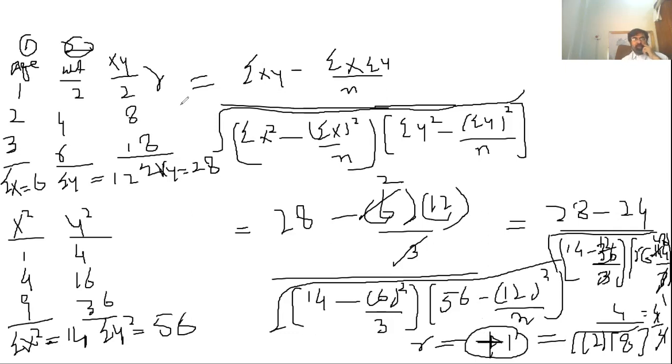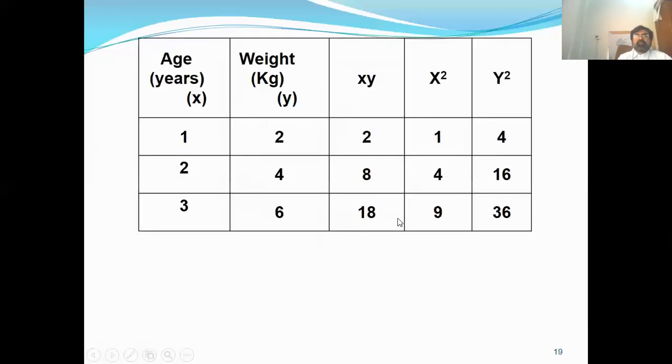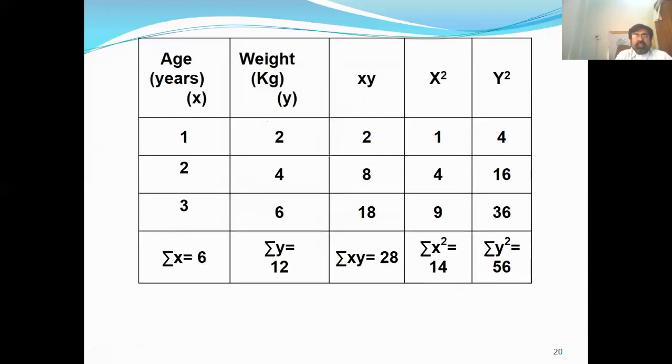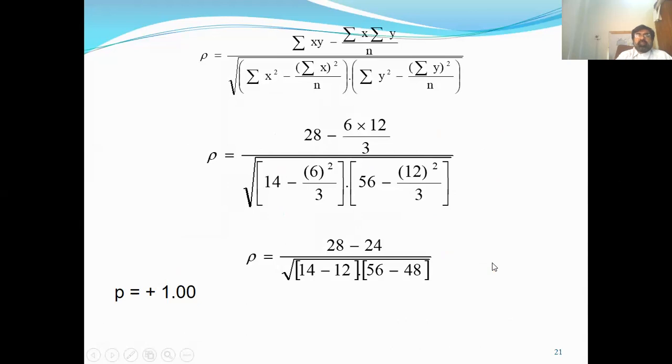A perfect positive relationship was found between these two quantitative variables. Let's see on the slide. This has already been solved. These are the calculated values x, y, x square, and y square. And these are the summations sigma x, sigma y, sigma xy, sigma x square, sigma y square. And this is the formula. Rho is for the population. You can put r over here for sample pairs. So that becomes plus 1. The rho is equal to plus 1. That is a perfect correlation between these two.